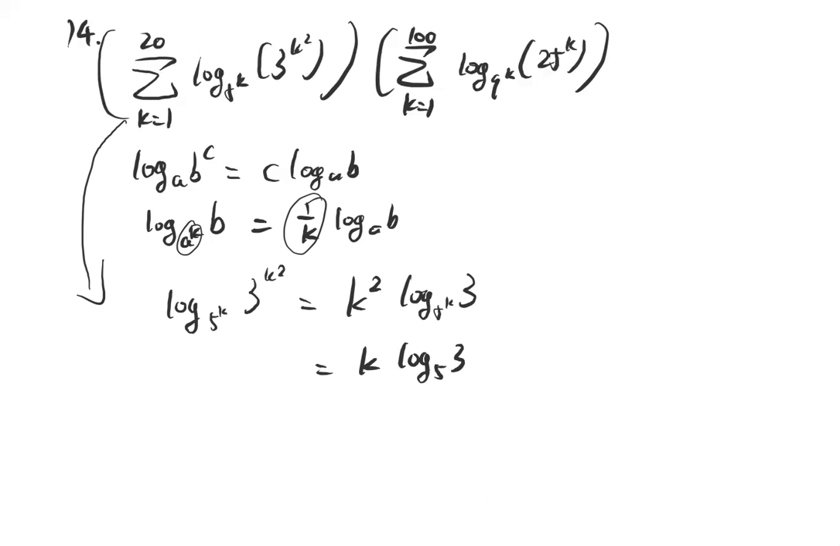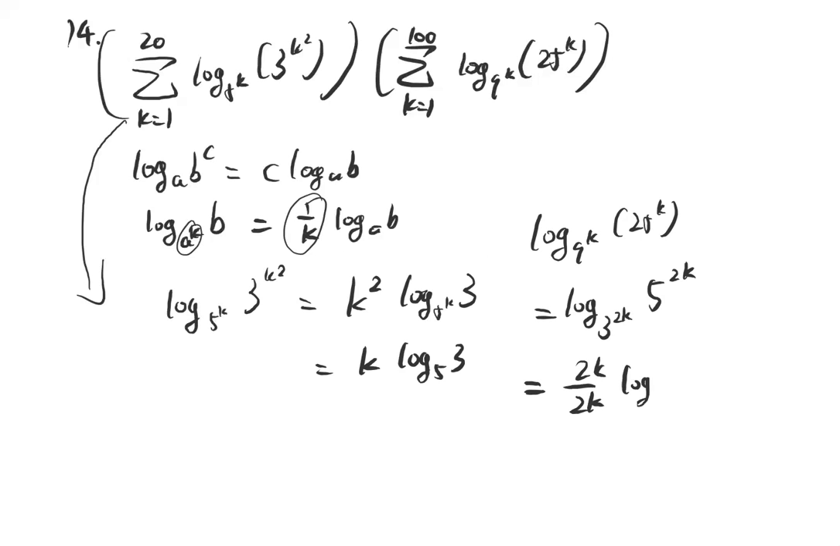How about log base 9k of 25k? We immediately notice that 9 is 3 to the power of 2, so we can rewrite the equation as something like this. And interestingly, if we take 2k out from these equations, it becomes 1. They cancel each other out, in fact.